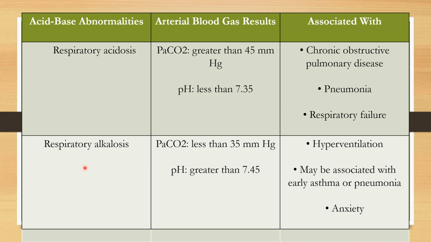Respiratory alkalosis is where the partial pressure of carbon dioxide will be less than 35 mm Hg and pH is greater than 7.45. It is associated with conditions of hyperventilation. It may be associated with early asthma or pneumonia and anxiety.